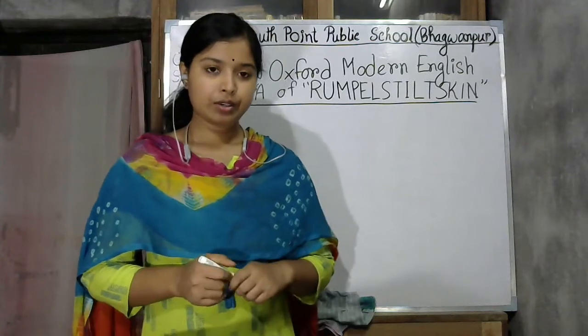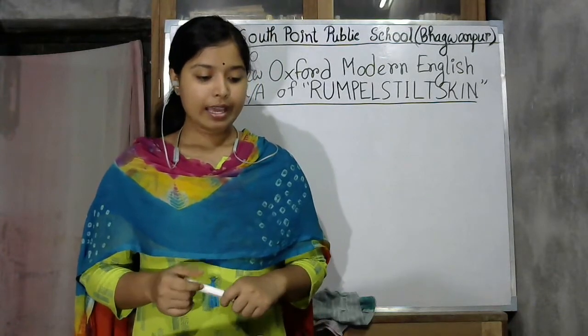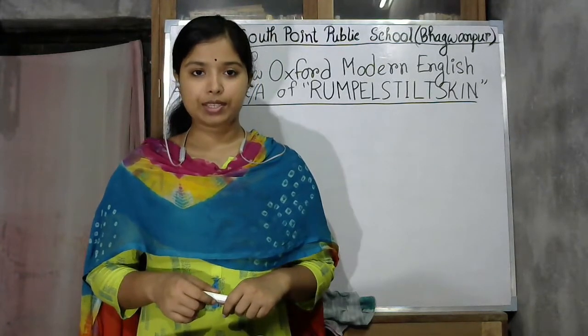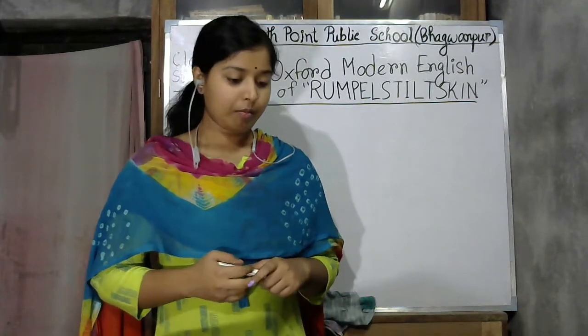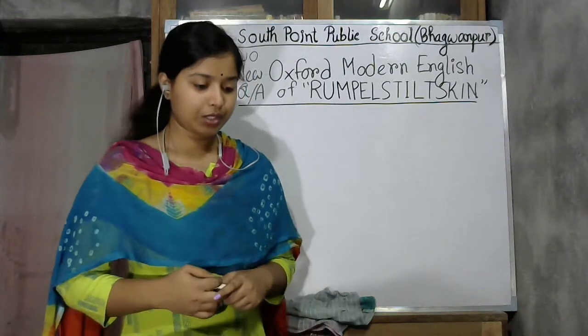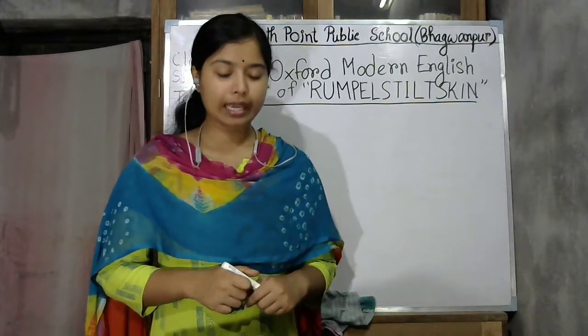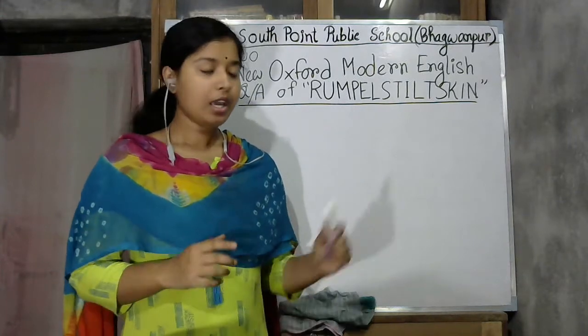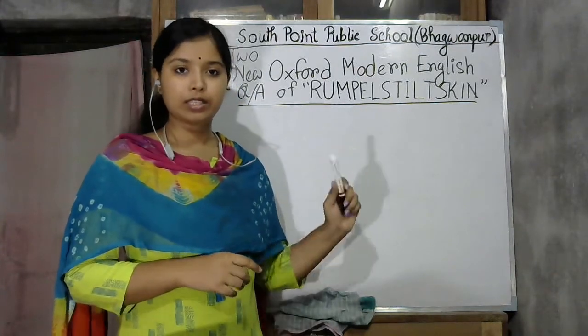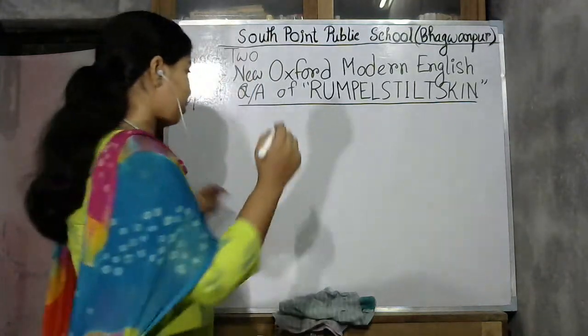Number one, what is the instruction in number one? It is: answer these questions. You have to write the answers. Number one question: who did the king meet? I am writing the question first, then I will write the answer. You will also write the questions and answers in your copy.